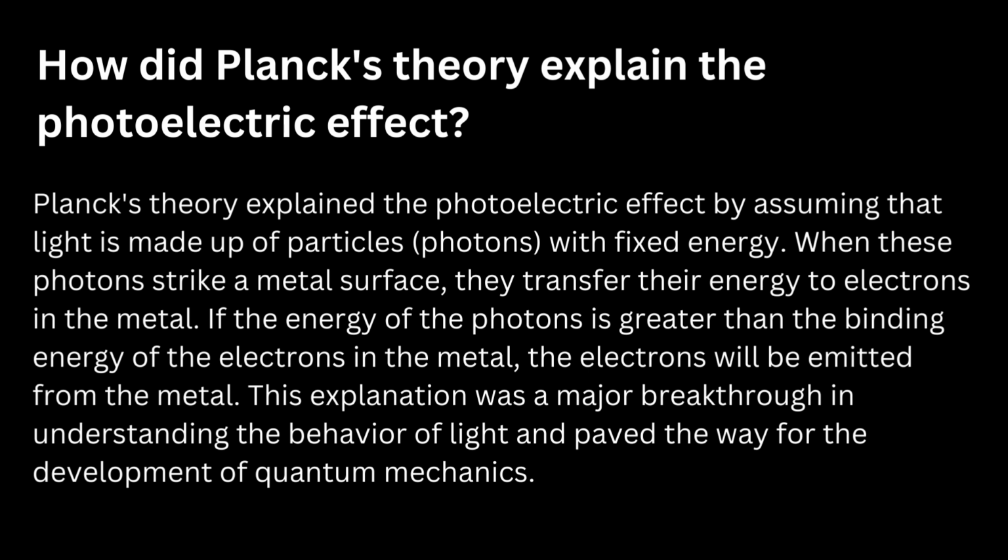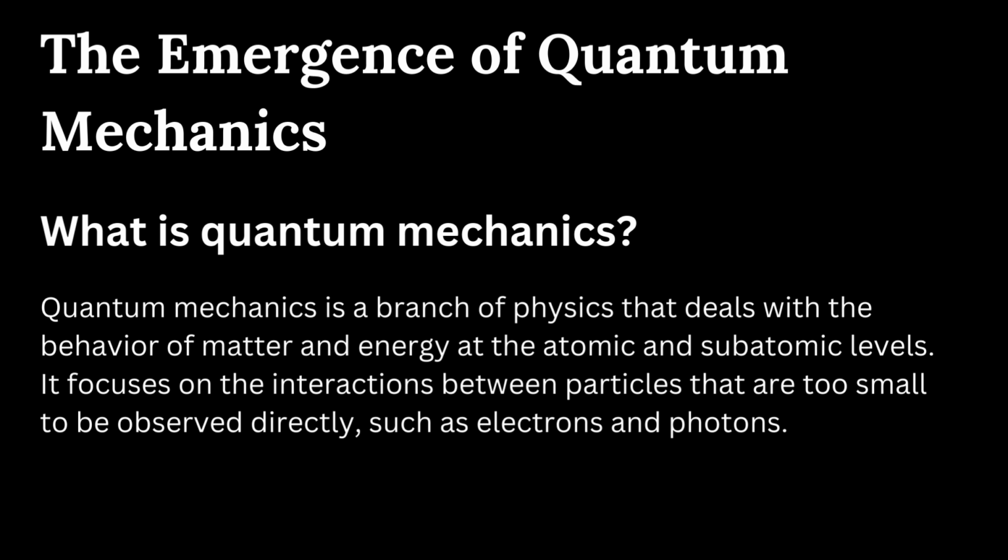How did Planck's theory explain the photoelectric effect? Planck's theory explained the photoelectric effect by assuming that light is made up of particles, photons, with fixed energy. When these photons strike a metal surface, they transfer their energy to electrons in the metal. If the energy of the photons is greater than the binding energy of the electrons in the metal, the electrons will be emitted from the metal. This explanation was a major breakthrough in understanding the behavior of light and paved the way for the development of quantum mechanics.